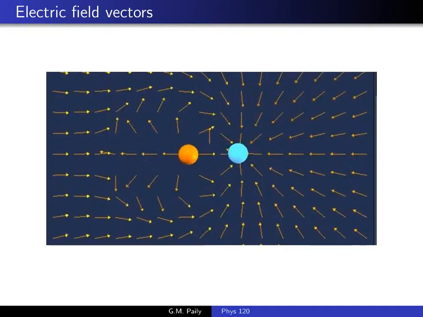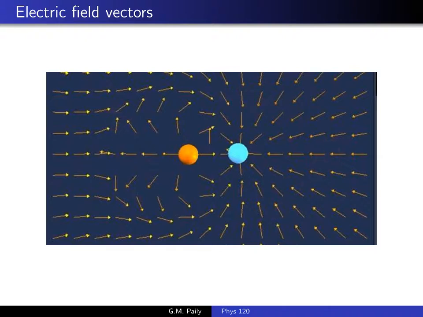Here's an example of a negative charge and a positive charge together. Let's note a few details. We know that this is the negative charge because the field vectors point inward towards it, and this is the positive charge because the field vectors point away from it.